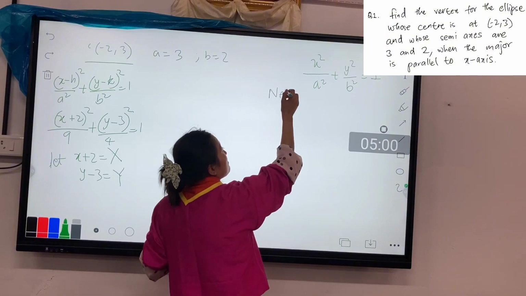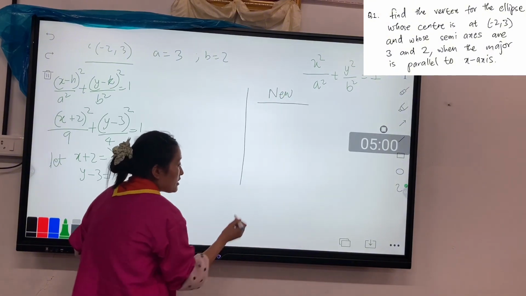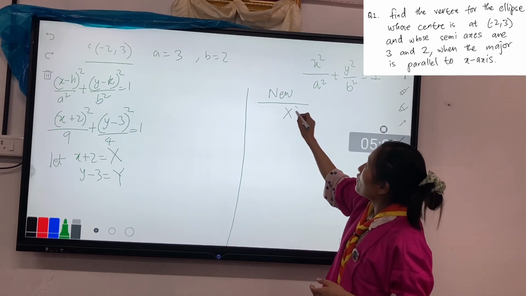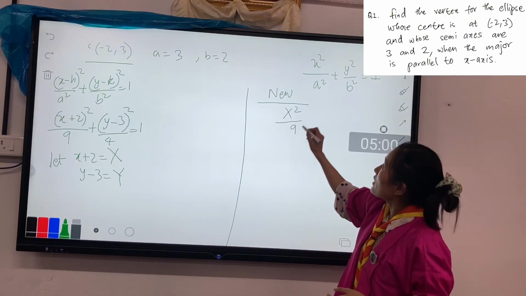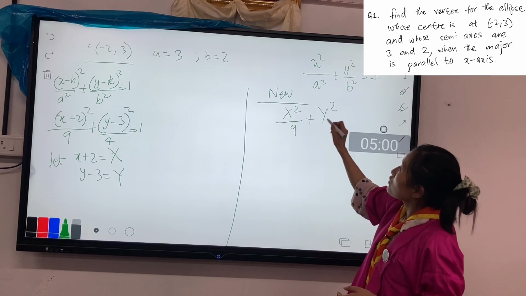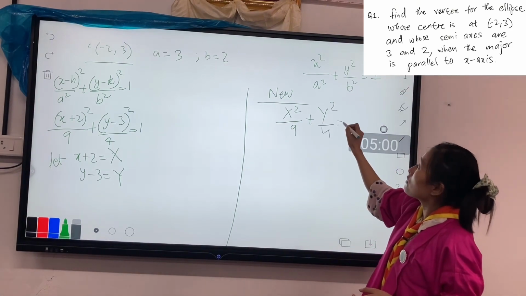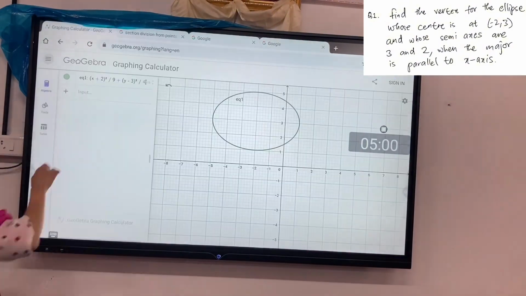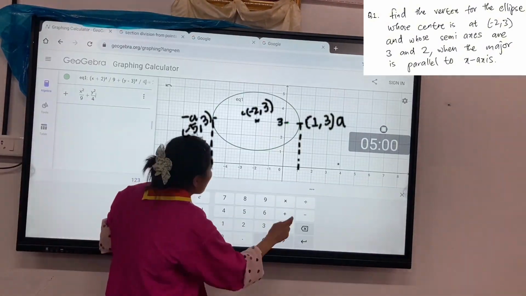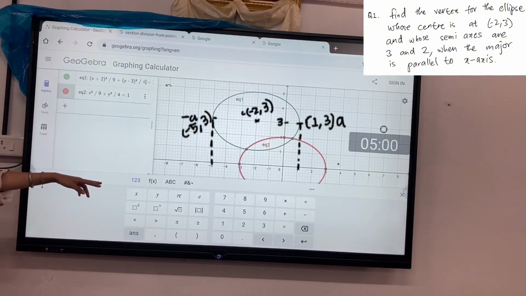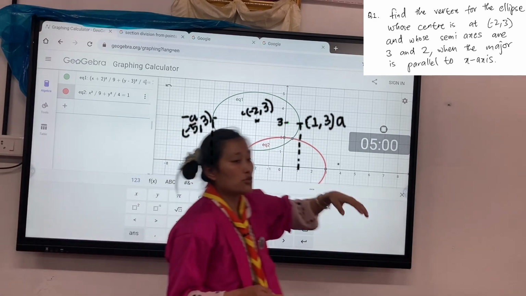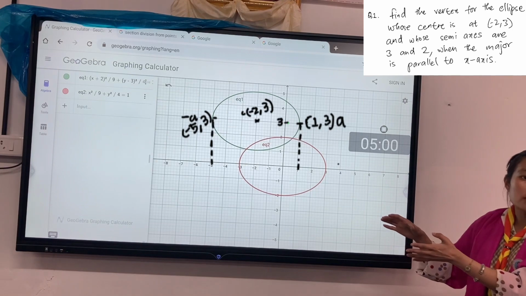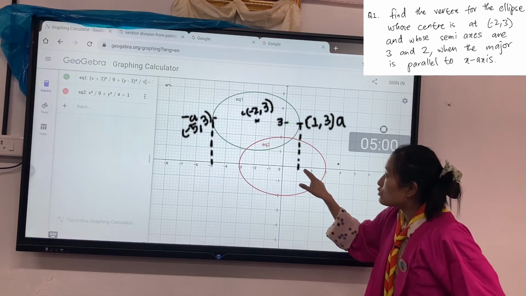So my new equation will be looking like this: X square over 9 plus capital Y square over 4 equals 1. Now let's try to plot this. Now see our new equation. Right? Look at the size. Do you notice here? The size is the same. So what's happening? Translation.